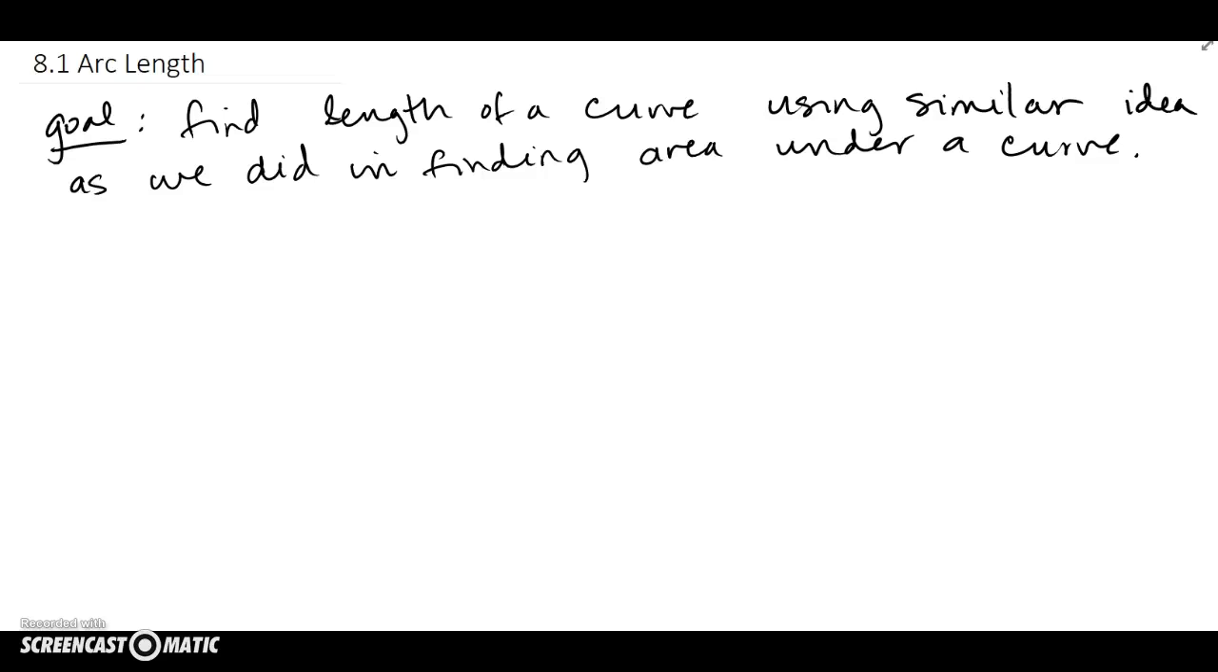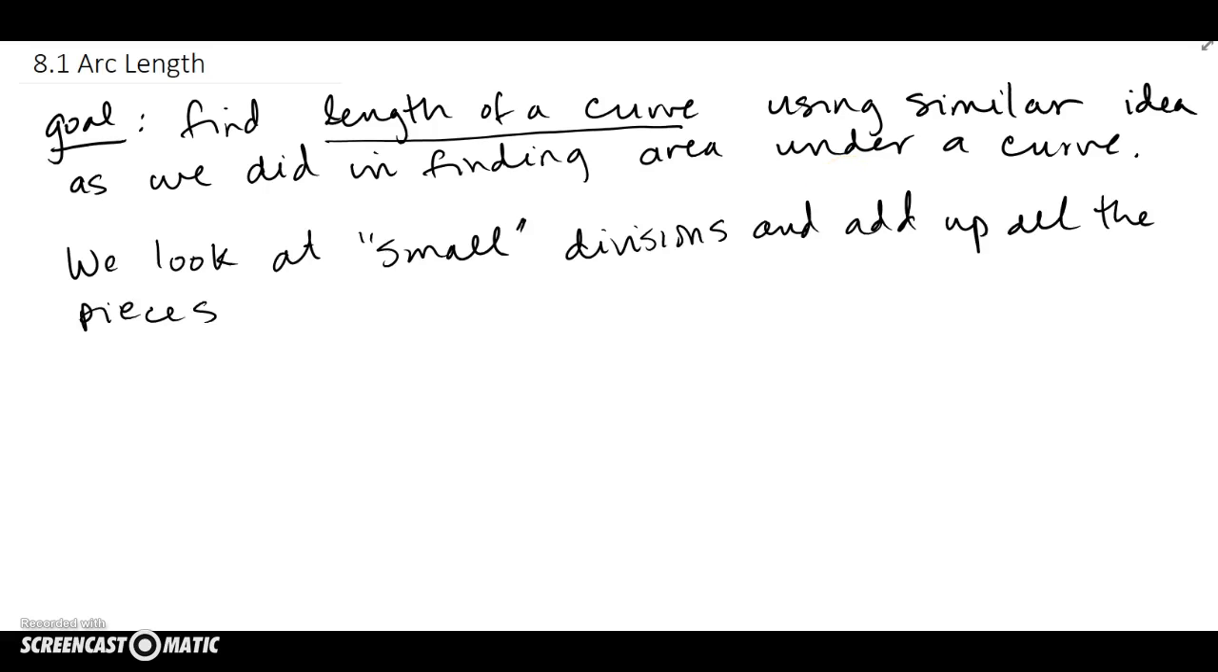So in this section, our goal is to find the length of a curve using the similar idea that we did in Calc 1, where we found the area under a curve. So what we do is we look at small divisions and then just add up all the pieces to get the length of the entire region we're interested in.